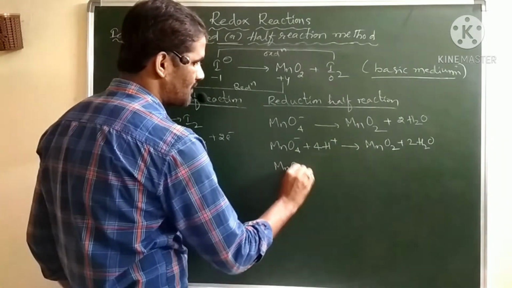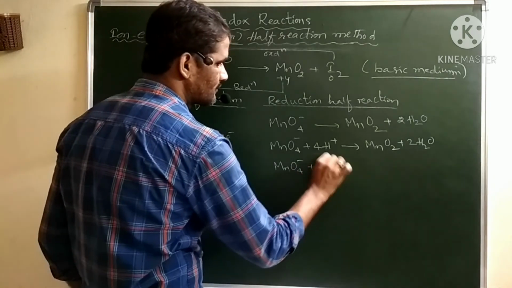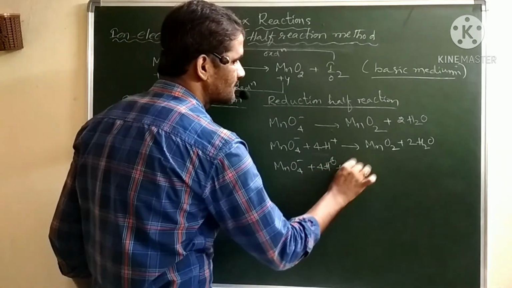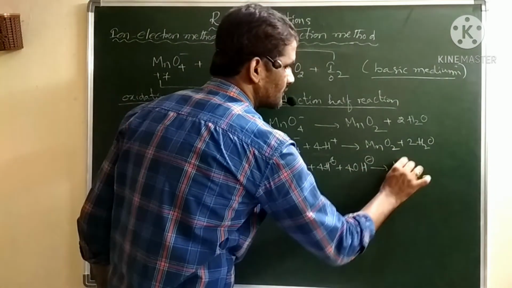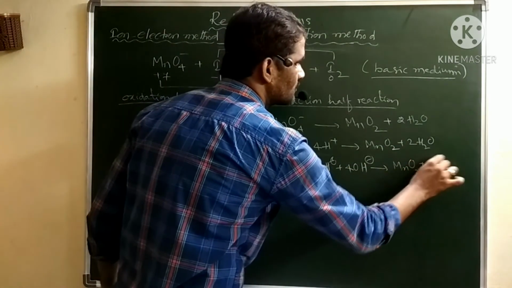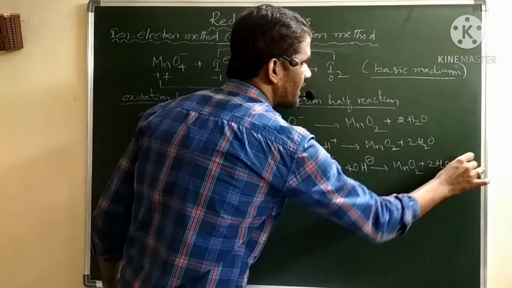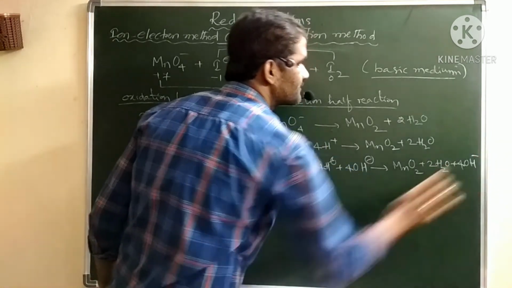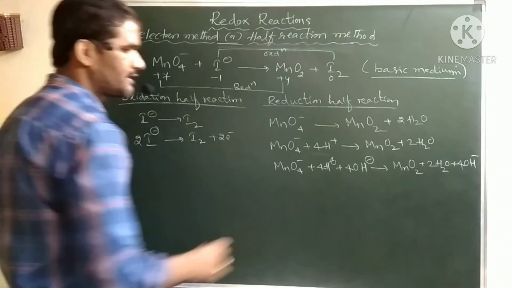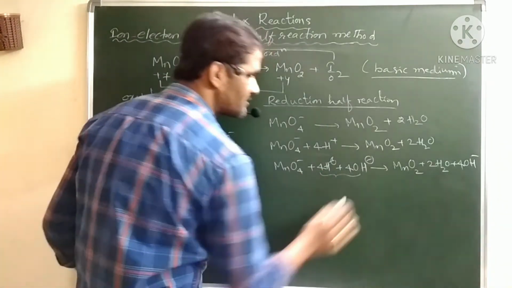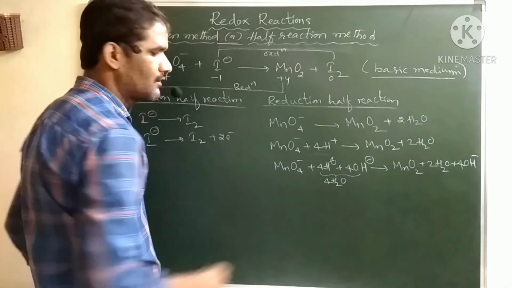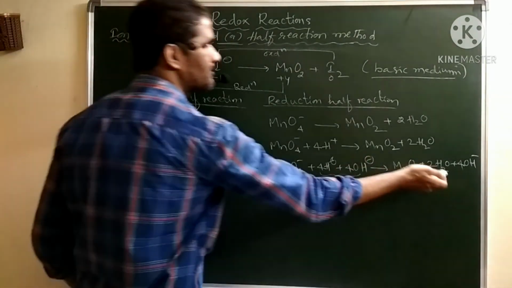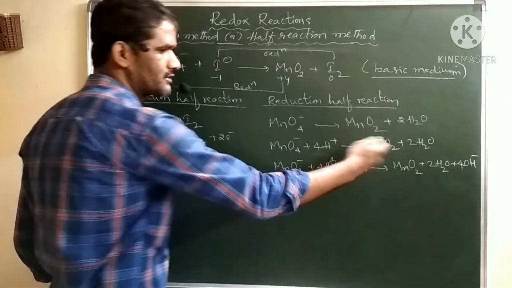Then you will get MnO4 minus plus 4H plus. Now I am adding 4 OH minus to both sides. And this is MnO2, 2H2O, and this is 4 OH minus. Now see, this 4H plus and 4 OH minus will give 4 water molecules. Now on the left, reactant side, water is there, and on the product side also water is there. So we have to subtract that.